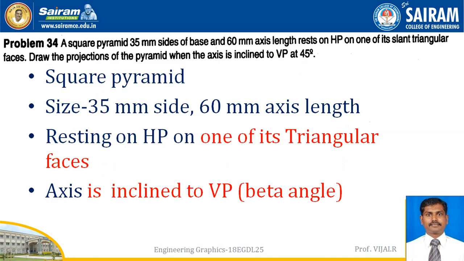The third problem we will see is the same square pyramid, size is given, and it rests on HP on one of its slant triangular faces. Now draw the projection of the pyramid when the axis is inclined to VP at 45 degrees. What is the difference here? Square pyramid resting on one of its slant triangular faces. The fourth one is draw the projection of the pyramid when the axis is inclined to VP. So here, appears to be inclined is not given. The axis is inclined, given directly.